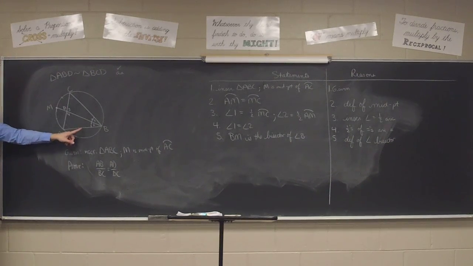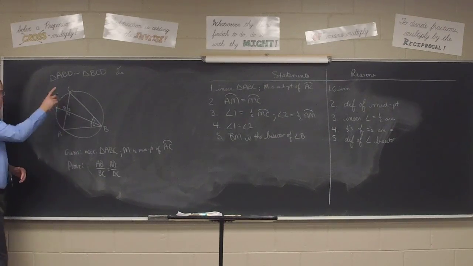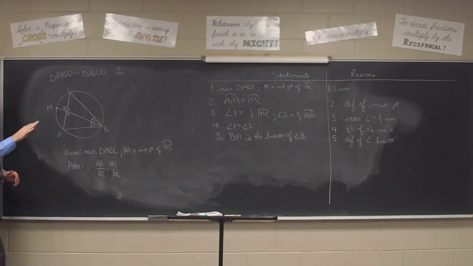Not only would the arcs be equal, but these lines would be equal. This would be an isosceles triangle. Do I know it's isosceles? Should I assume it's isosceles? So I can't assume A and C equal. Do we understand that?